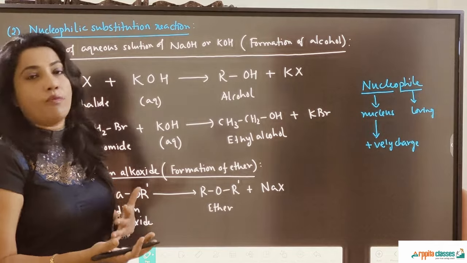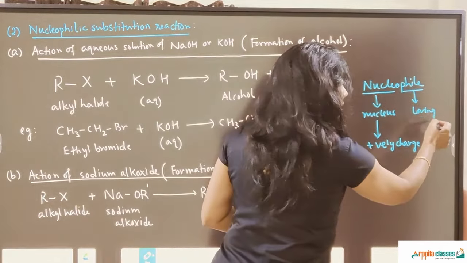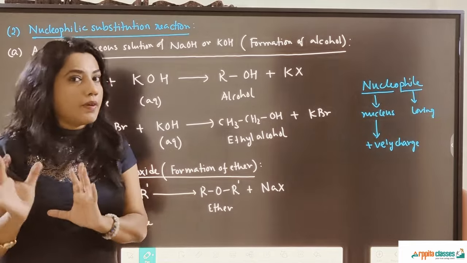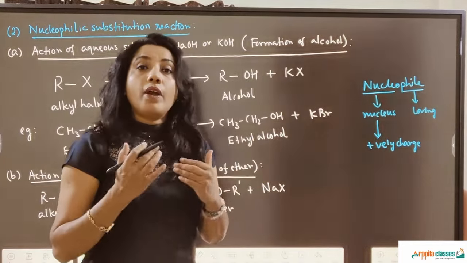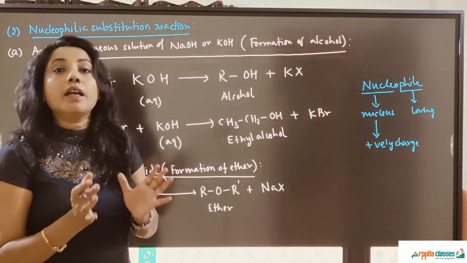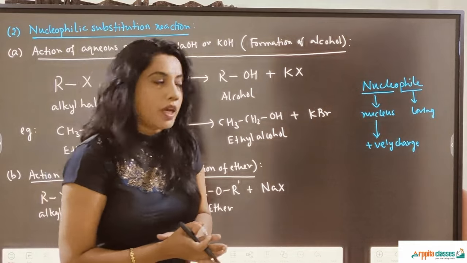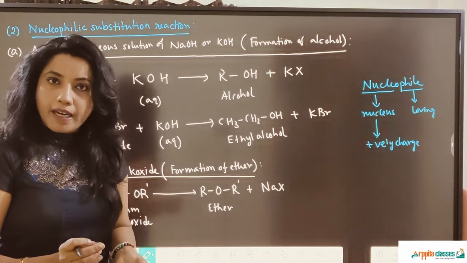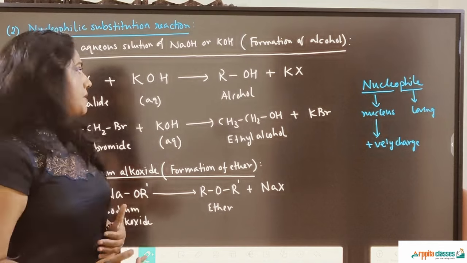So a nucleophile means it is a positively charged loving species. So anything which is a positively charged loving species will be a negatively charged species, or it will be having extra electrons, or it will be an electron rich species. So nucleophile means either it will carry a negative charge or it will carry extra electrons, that is, an electron rich species.